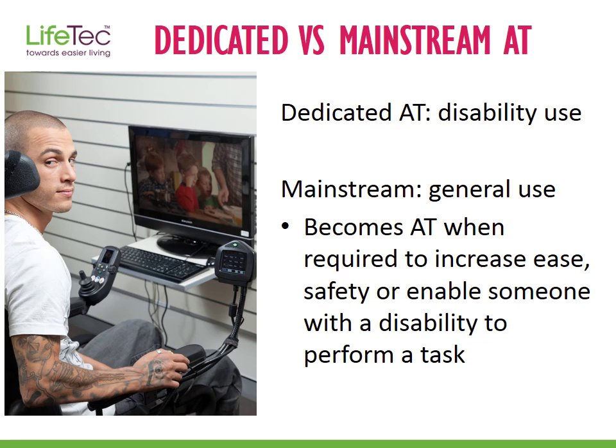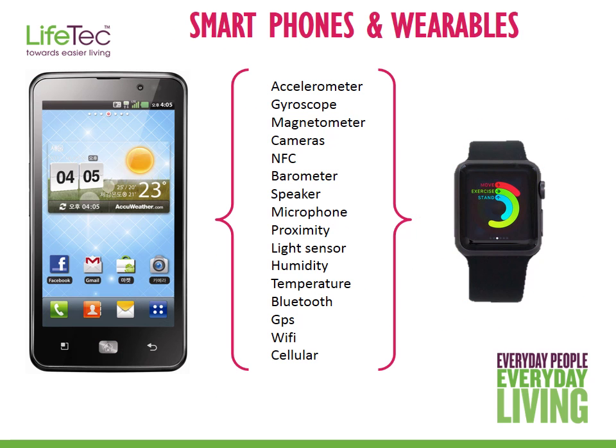Smart assistive technologies can either be dedicated assistive technologies or mainstream assistive technologies. The difference between these are dedicated assistive technology is designed primarily for people with disabilities to use, versus mainstream technologies, which are designed for the general population, although these can become assistive technologies when they are required by a user with a disability to enable them to complete a task or to improve the safety or ease in which they can complete a task. An example of mainstream assistive technology is smartphones and wearables, which you are probably familiar with.